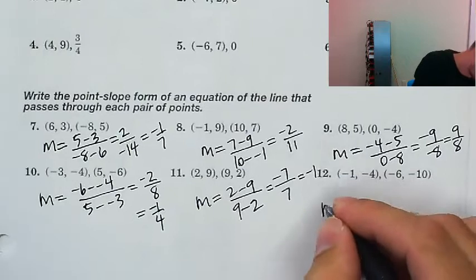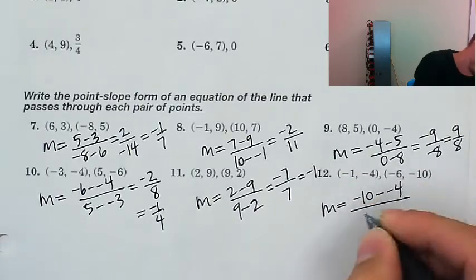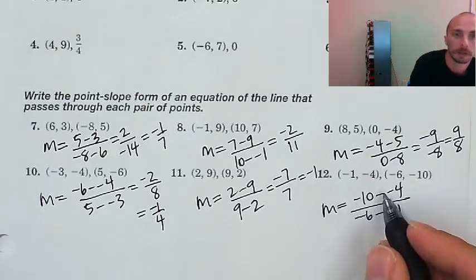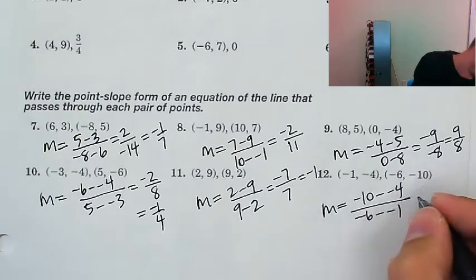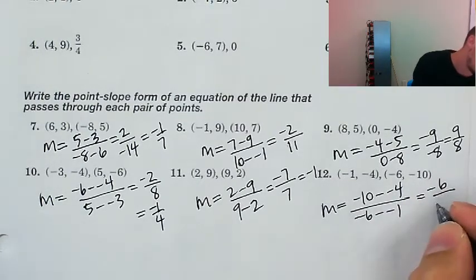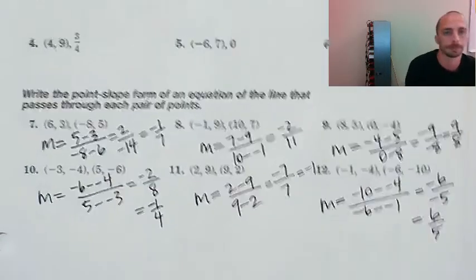And then the last slope here, it's going to be y2 minus y1 divided by x2 minus x1. Negative 10 minus negative 4, negative 10 plus 4, that's equal to negative 6, divided by negative 6 plus 1 is negative 5. That's going to be positive 6/5.